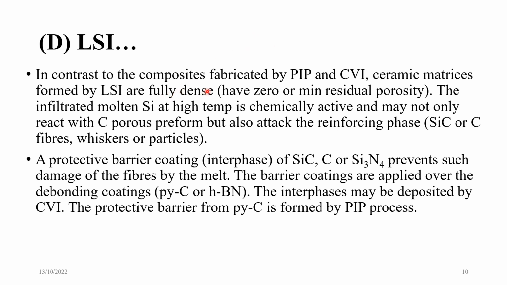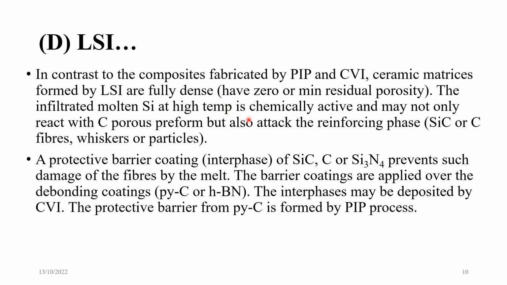In contrast to the composites fabricated by polymer infiltration and pyrolysis and chemical vapor infiltration methods, ceramic matrices formed by LSI, liquid silicon infiltration method, are fully dense, have zero or minimum residual porosity. The infiltrated molten silicon at high temperature is chemically active, so it quickly reacts with carbon to make silicon carbide, and may not only react with the carbon porous preform but also attack the reinforcing phase: silicon carbide or carbon fibers, whiskers or particles.